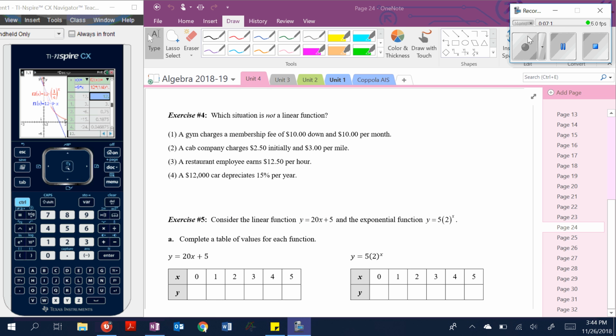All right, exercise 4. Typical Regents question. It's saying which situation is not a linear function. So linear, remember, we're going to have an adding or subtracting value every single time. As soon as we see that, then bye, because that would be linear, and we're looking for one that's not. So number 1, a gym charges a membership.